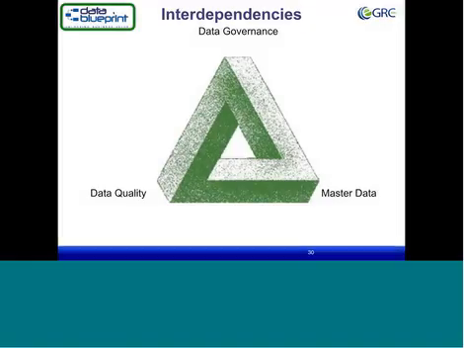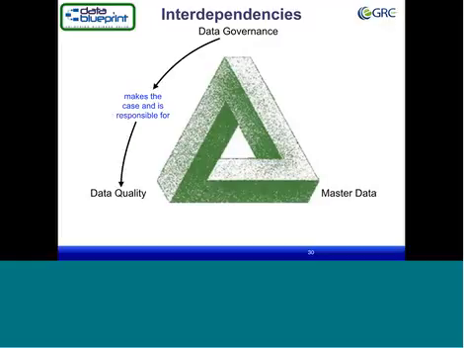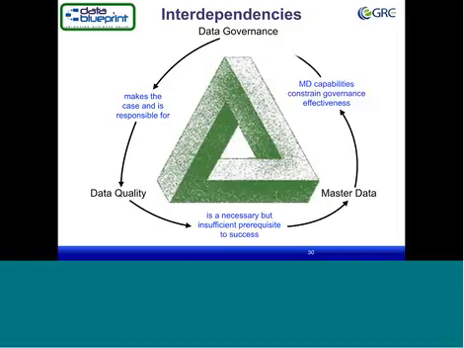So here's the answer, which probably doesn't mean anything to anybody specifically right there, but the question is, what are the interdependencies between data governance, and in this case they were asking about master data management, and I illustrated it in this case with data quality as well. Now I was telling a different story using this chart, but the way it works here, data governance makes the case and is responsible for data quality. Data quality is a necessary but insufficient prerequisite to the success of master data, and master data capabilities constrain the governance effectiveness in here.